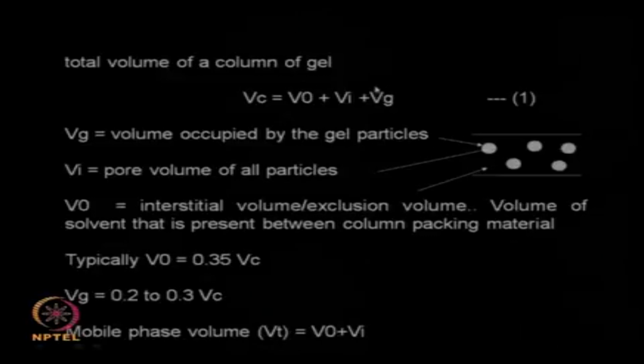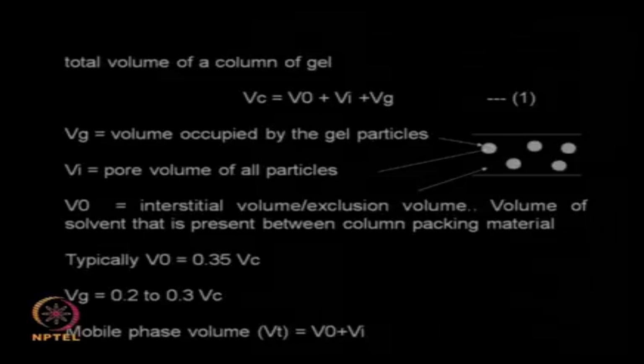So Vg is one term. The next term is Vi, that is the pore volume of all the particles, because as I said these Sephadex beads or gel are highly porous, so that will also have a certain volume. And then the interstitial volume, that means the volume which is not occupied by the gel particles, we call it the external void volume.